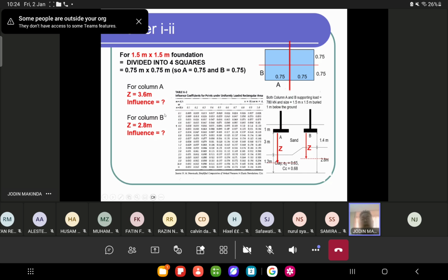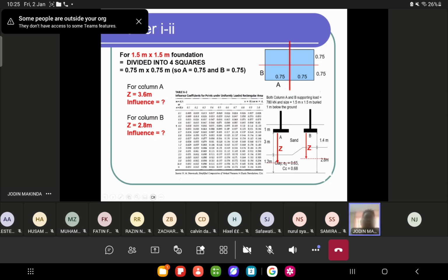So, how do we use the influence coefficient? In order to determine the influence coefficient, the step is easy. Find the Z. A is 3.6. For B it is 2.8. Remember, Z is measured from the base. From the base. Dari tapak. Bukan dari atas tanah. Not from the top of the soil, but from the base of your foundation to the middle of the clay.